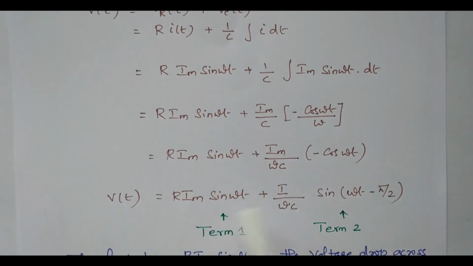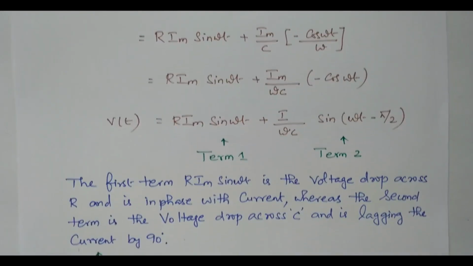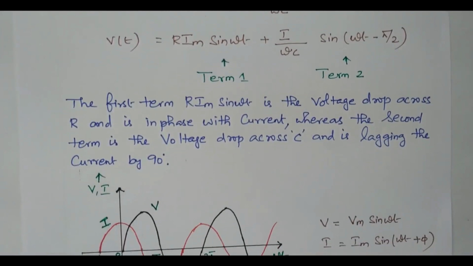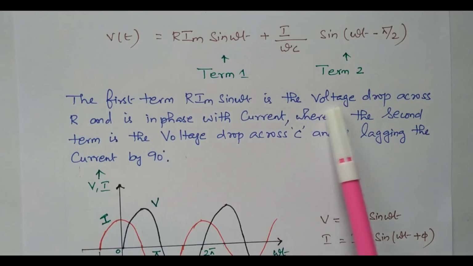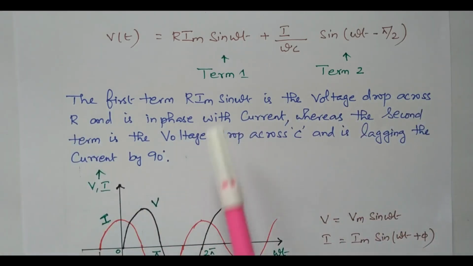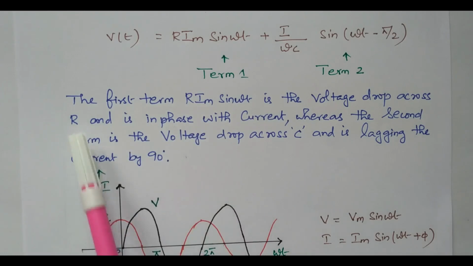Now we have two terms available. We can analyze these two terms so that we are able to find the angle between current and voltage. So the first term, R Im sin omega t, is the voltage drop across the resistor. That is in phase with the current. There is no angle here, only omega t is available. That means the voltage drop across the resistor is in phase with the current.